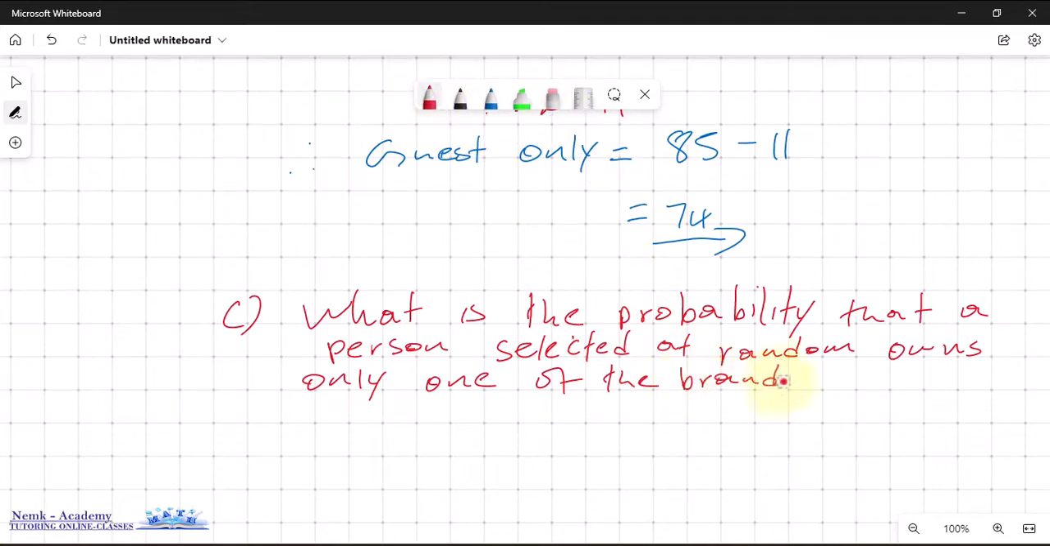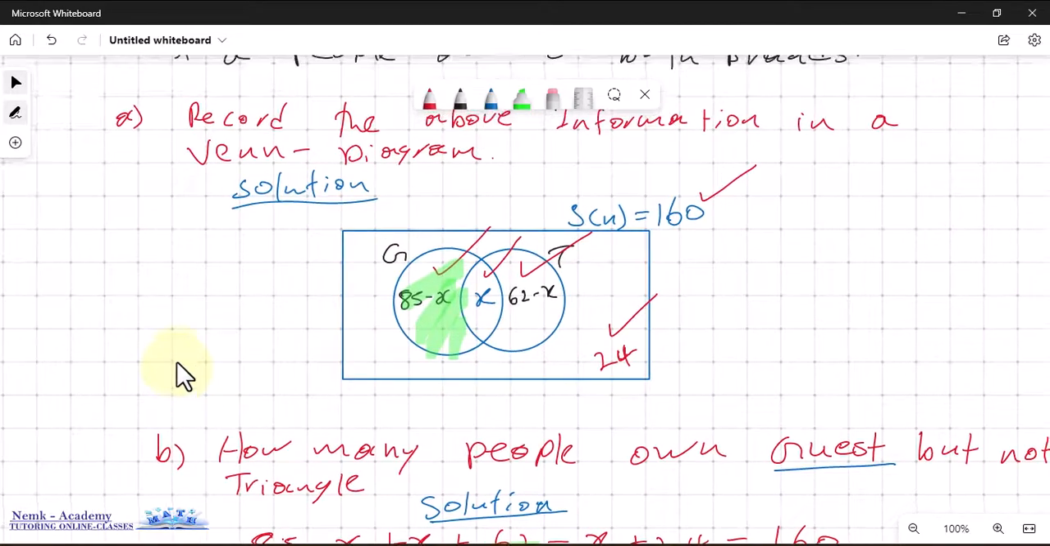So this person must own only one of the brands. Only one of the brands. So this person must not own both. You see that? So it means what we're looking for, we go back. We're looking for the probability of someone that owns only this one. Remember here it's 74, right? Here it's 11, and then here it's 62 minus 11. 62 minus 11, it's 51. Okay, so we're looking for someone who only owns one. So 74 people own Guess only, 51 people own Triangle only.